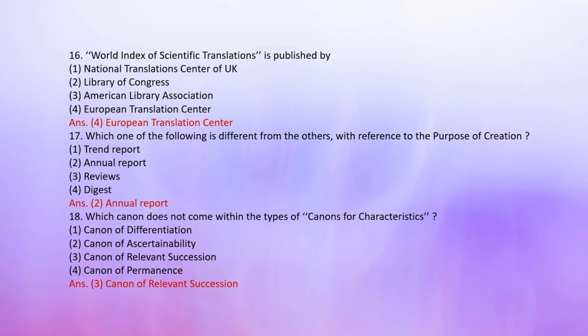Annual report. Number 18. Which canons does not come within the types of canons for characteristics? Option 1. Canon of differentiation. Option 2. Canon of assumptibility. Number 3. Canon of relevant succession. And number 4. Canon of permanence. Correct answer is 3. Canon of relevant succession.